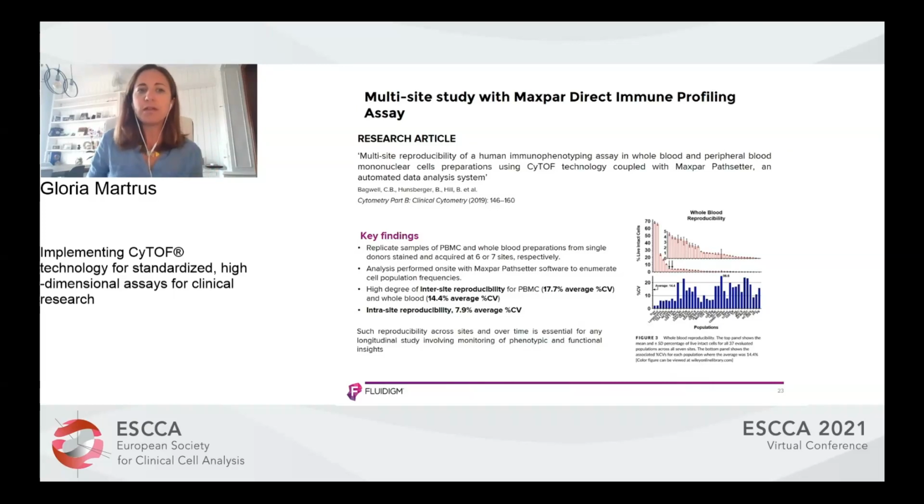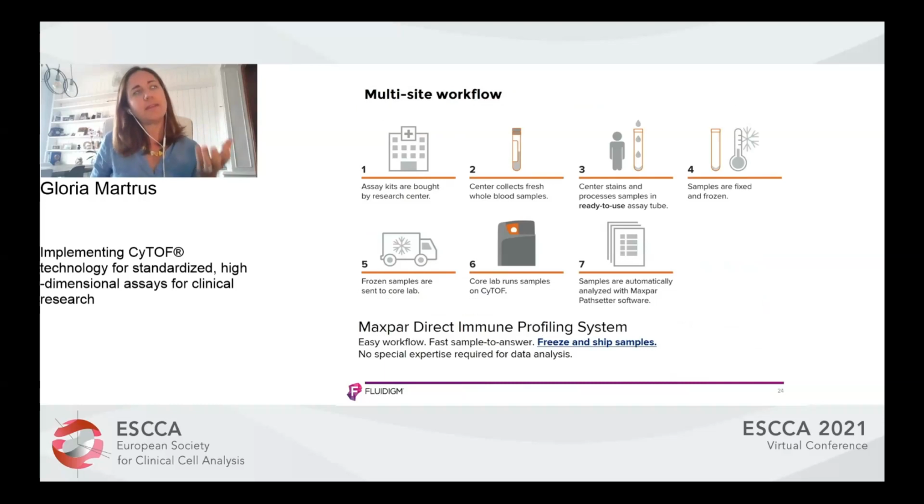So to be honest, what I think this kit actually allows you to do is also to freeze your sample. So this just made things easier during the pandemic. So you can buy the kit, you do the staining, you have this ready-to-use tube, you have the staining done, you fix the samples, you freeze them at -80.